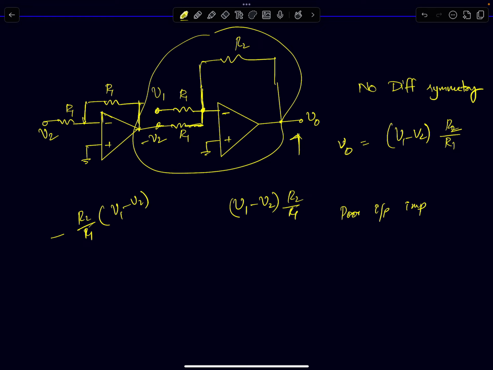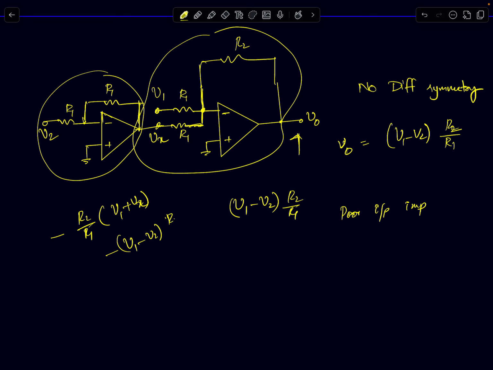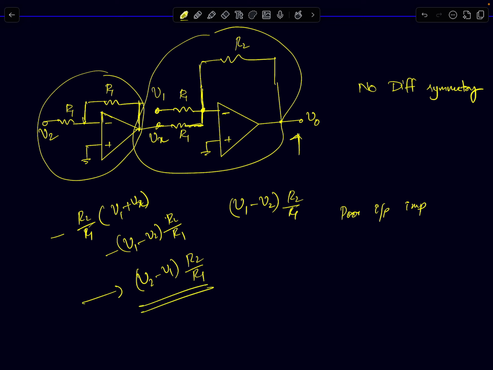Let's call this node Vx, so it's V1 plus Vx. And Vx here, I'm using another op amp to invert it and generate minus V2. So you get V2 minus V1 times R2 by R1. So the differential gain of the circuit, if I apply a differential input at V2 and V1, is R2 by R1. That's the differential gain of the circuit.